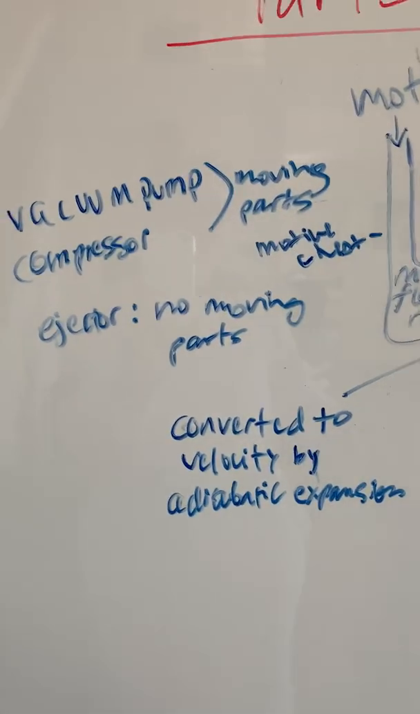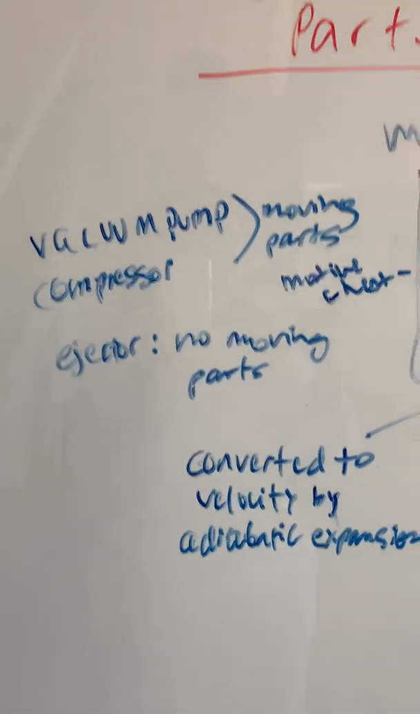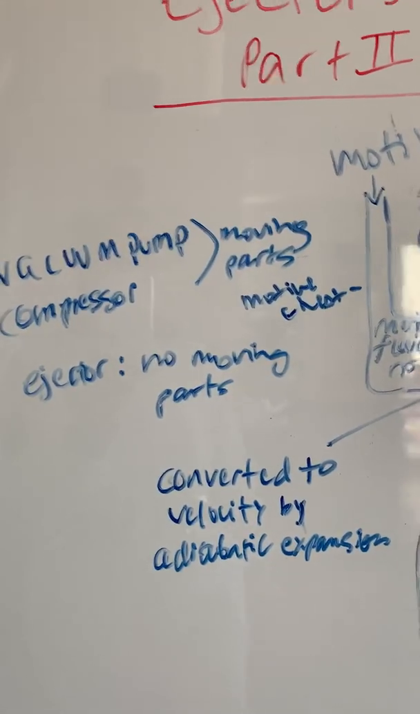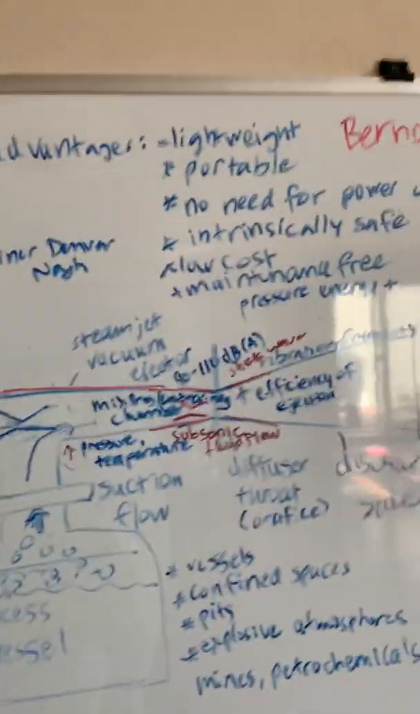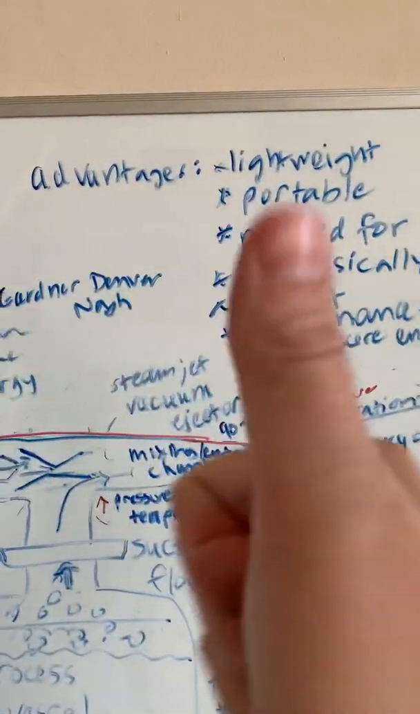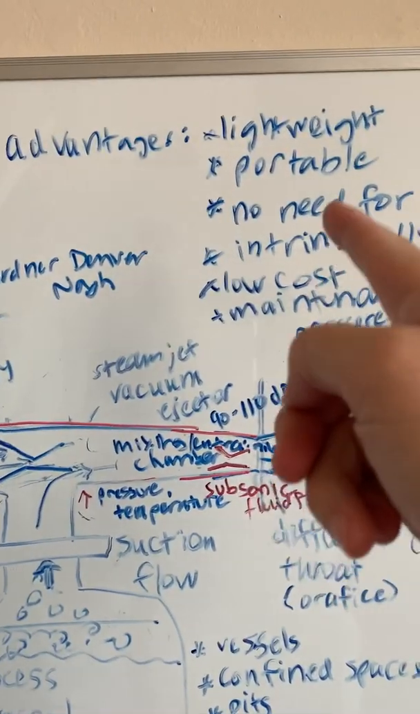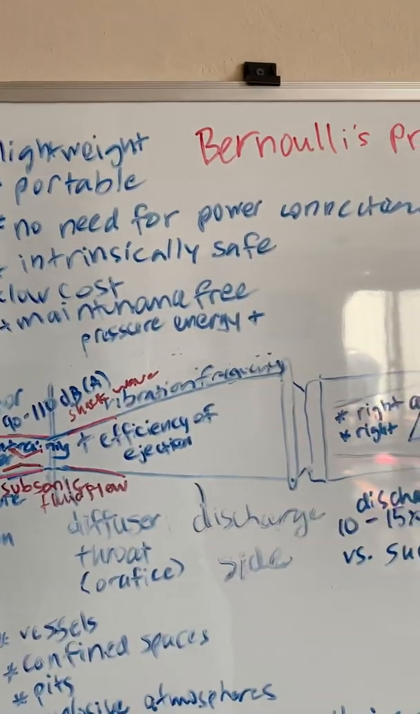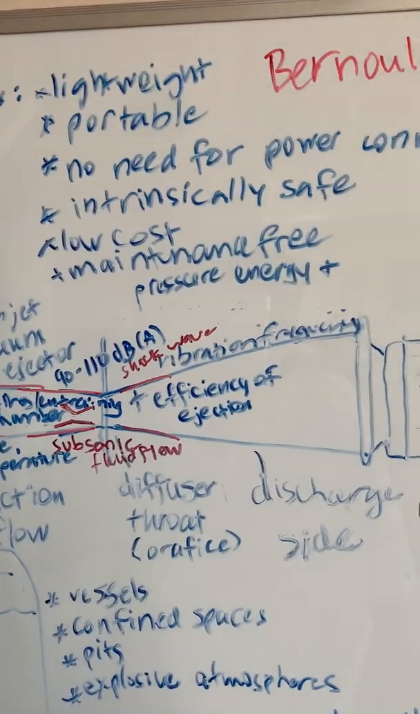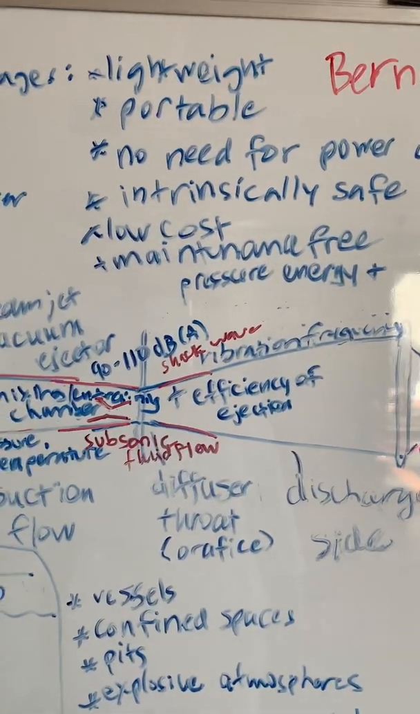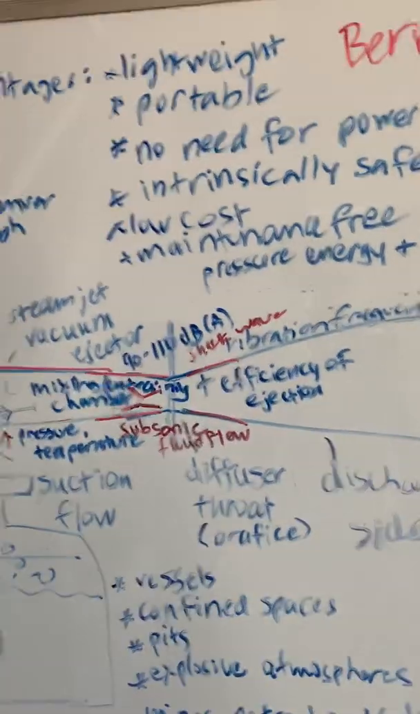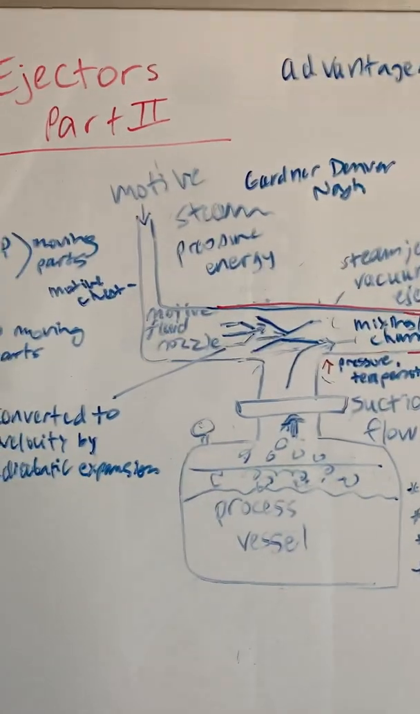Okay, so just to start with, ejectors bear some similarity to vacuum pumps and compressors. The main difference is that vacuum pumps and compressors have moving parts, and an ejector has no moving parts. It's stationary. So when you're looking at advantages of an ejector, we're looking at the fact that it's lightweight, it's portable. There's no need for a power connection. It's intrinsically safe, and we'll talk about that in the use cases. It's low cost and it's maintenance free. Who wouldn't want that? So pretty cool thing here.